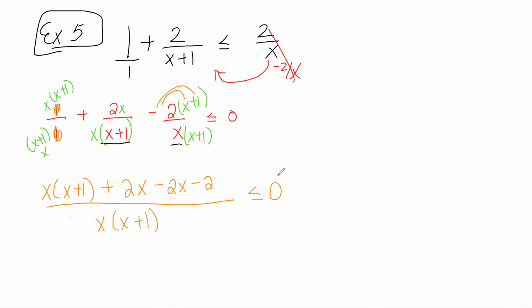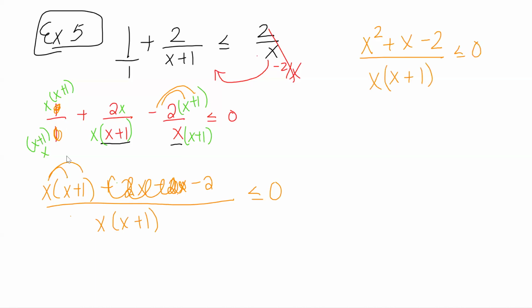All right, keep simplifying on the top. See that 2x minus 2x? He's just gone. And go ahead, distribute here. So the top is now x squared plus x minus 2, and the bottom's fine. And still less than or equal to 0.